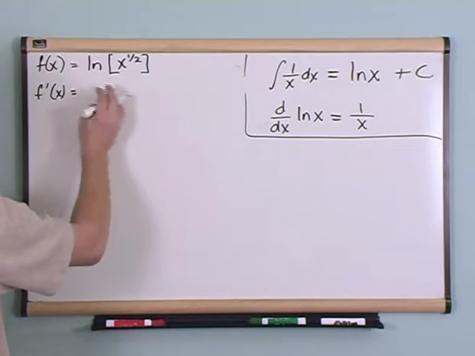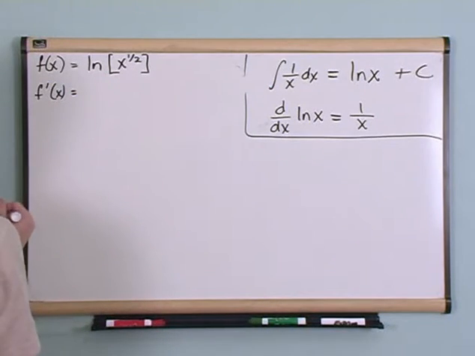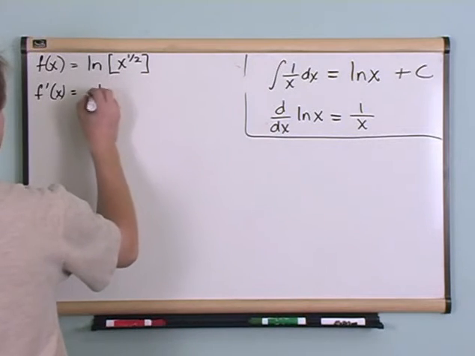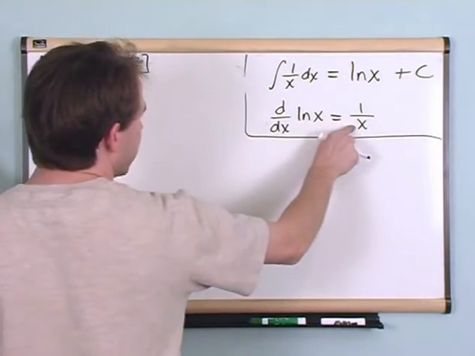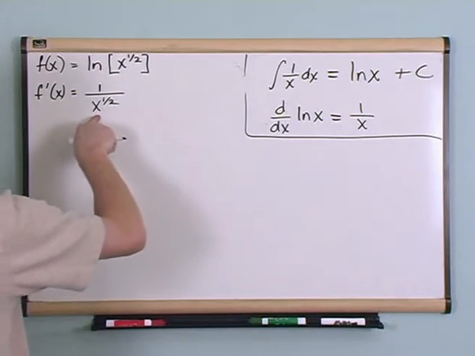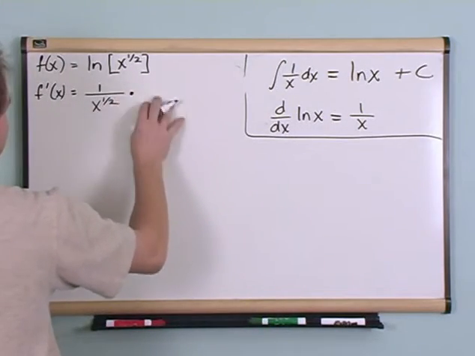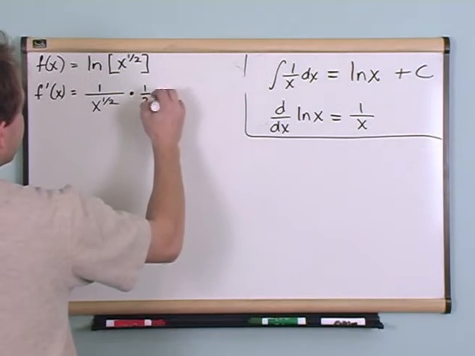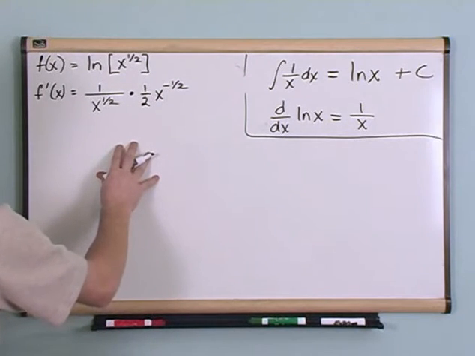So what you do is you take the derivative of the big picture and then multiply by the derivative of the inside, which is what we've been doing all day. So the derivative of the big picture is just going to be 1 over x to the 1/2, because it would be 1 over x if it were just natural log of x, but since it's different on the inside, I just put that in the bottom. But you can't stop there, because now you have to multiply by the derivative of the inside. And you know how to do that, 1/2 x to the negative 1/2, right? We've been doing that all day.